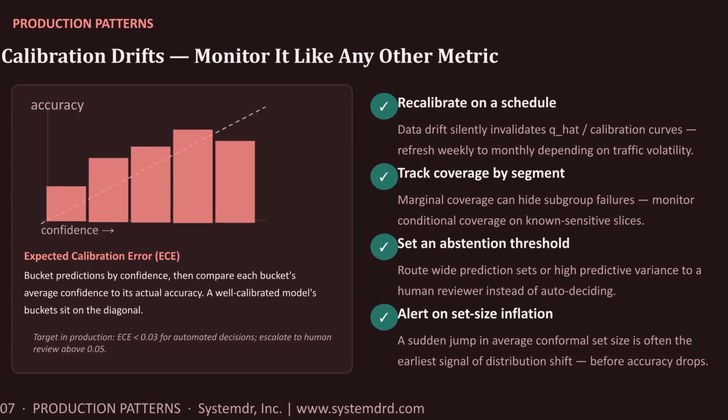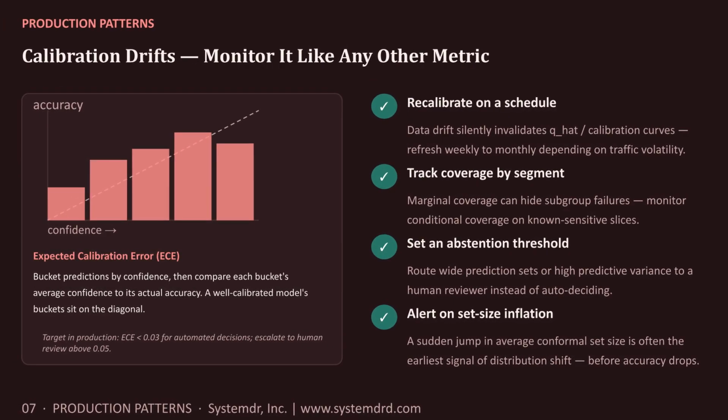Calibration drifts. You have to monitor it like any other production metric. Expected calibration error works like this. Bucket predictions by confidence, then compare each bucket's average confidence to its actual accuracy. A well-calibrated model's buckets sit right on the diagonal. Bars below it mean the model is systematically overconfident, exactly the dangerous direction for high-stakes use. A reasonable target: ECE below 0.03 for automated decisions, escalating to human review above 0.05.